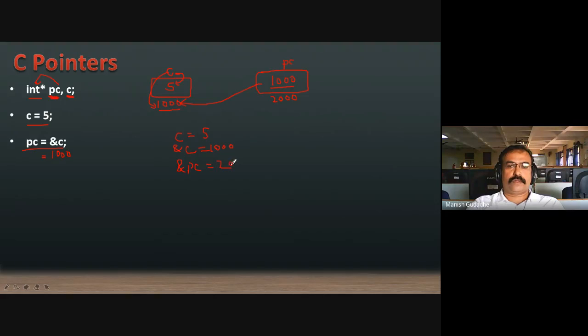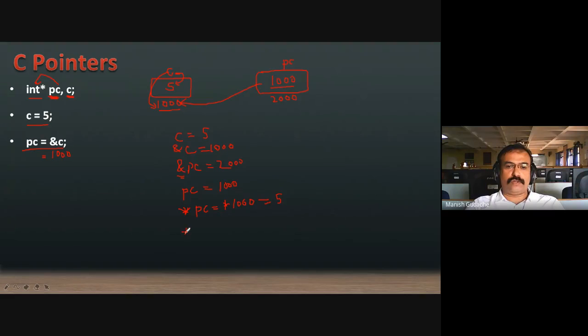2000. Address of 2000. PC. I am reading it as address of. What is value of PC? The value of PC is 1000. Okay. And now what is value at PC? I am reading asterisk as value at. So it will be, what is value at PC? That means value at 1000 is 5. Are you understanding this? Okay.